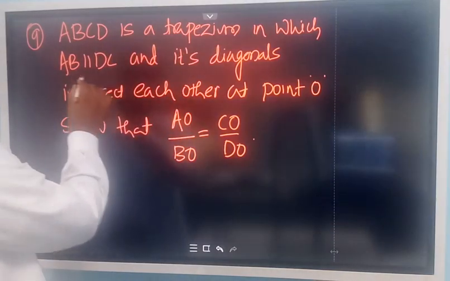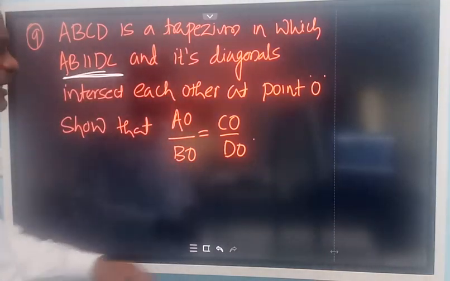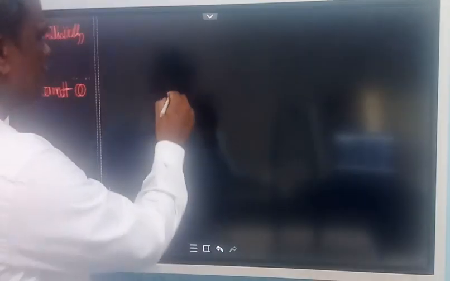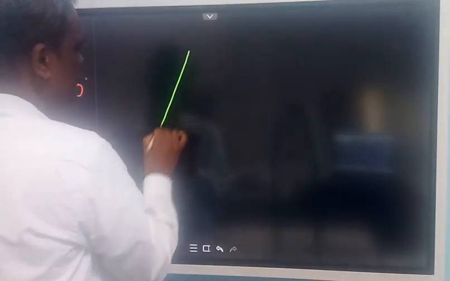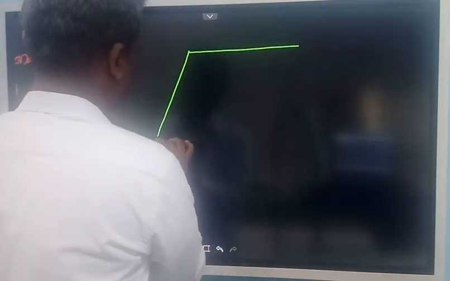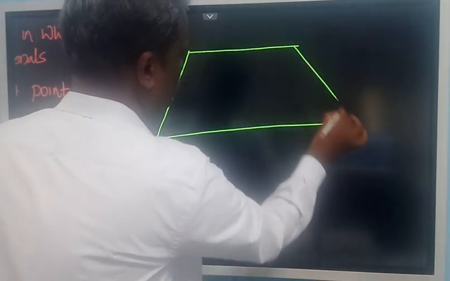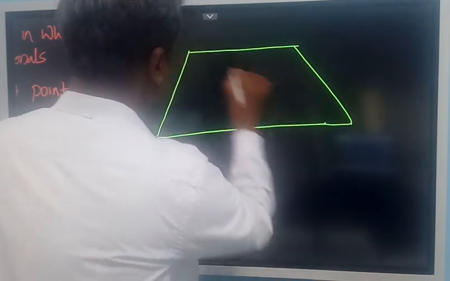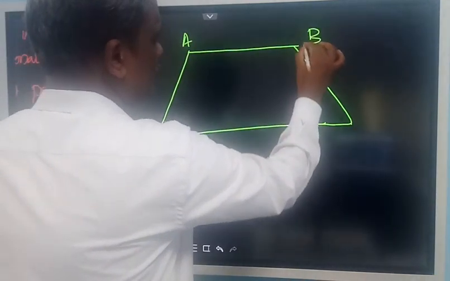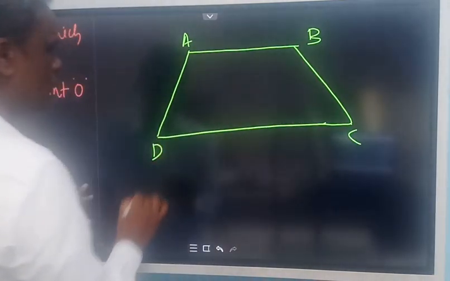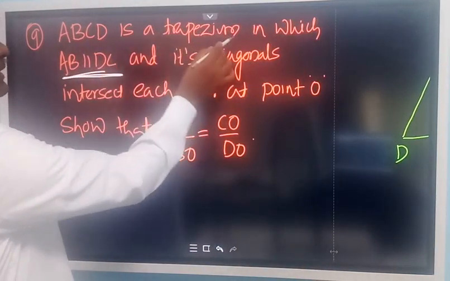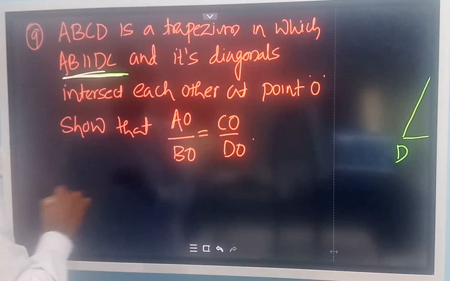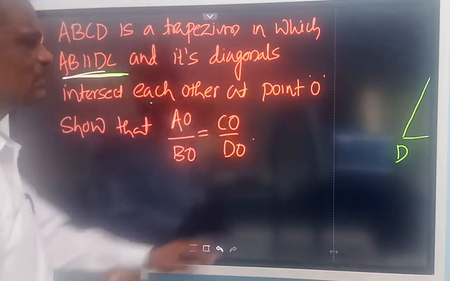ABCD is a trapezium in which AB is parallel to DC. You have to draw the diagram based on this. So ABCD is a trapezium. Let us draw the diagram like this. I call this ABCD. It is a trapezium now. One pair of sides are parallel. ABCD is a trapezium in which AB is parallel to DC. That's over. Its diagonals intersect each other at point O.